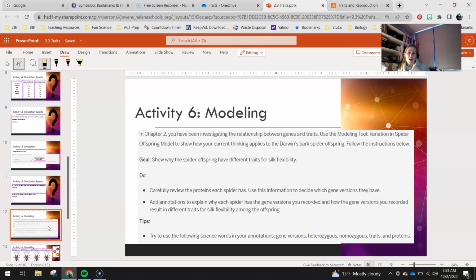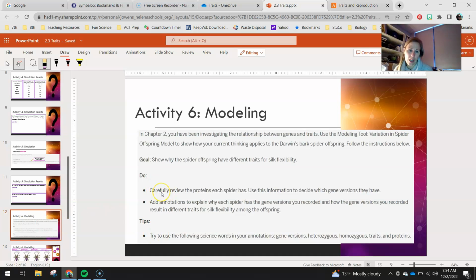Okay, on part 6, you're going to model what you observed and tie it all together. In chapter 2, you have been investigating the relationship between genes and traits. Use the modeling tool, variation in spider offspring model, to show how your current thinking applies to Darwin's bark spider's offspring. Follow the instructions below. Your goal is to show why the spider offspring have different traits for silk flexibility. So we're focusing just on the trait for silk flexibility and looking at why we have different variations.